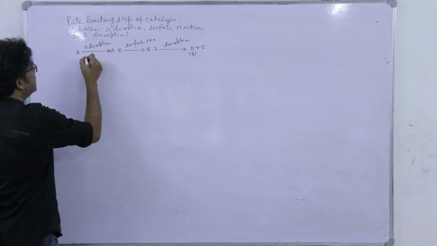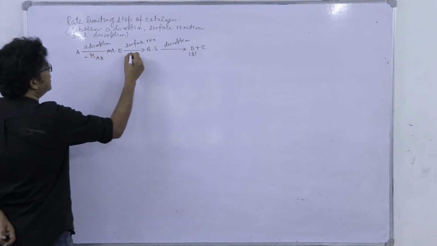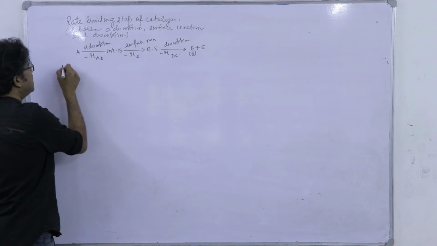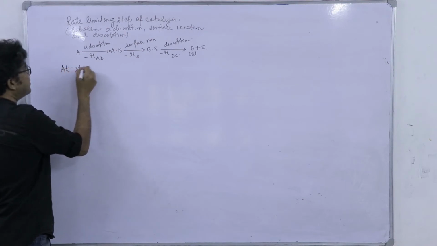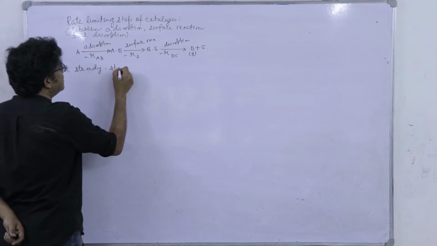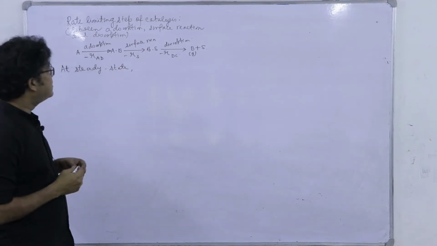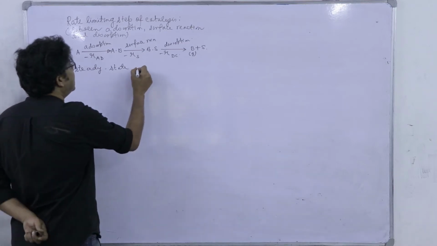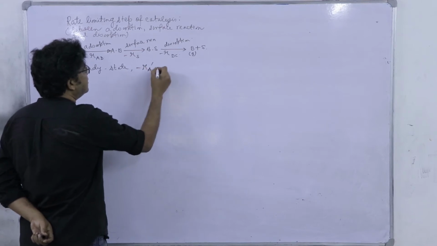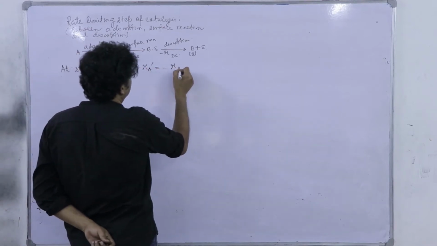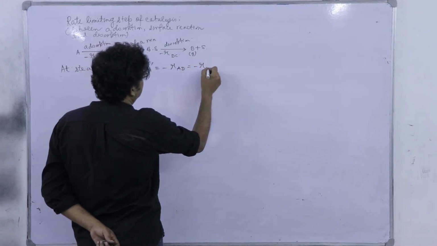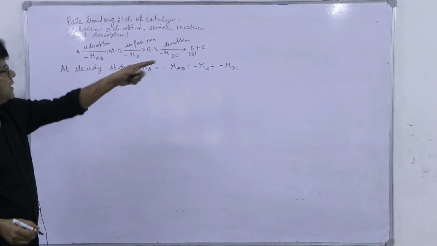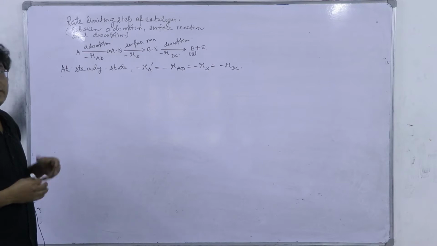So, here the rate is minus RAD, RS and minus RDC. Now, at steady state what happens? Definitely the rate of adsorption, rate of surface reaction and rate of desorption must be the same. So, we can write minus RA prime is equal to minus of RAD, minus of RS, minus of RDC, right. Now, out of that which one is the rate limiting or the slowest step?